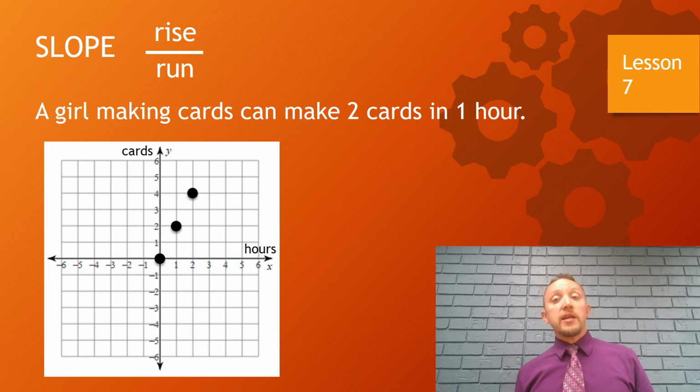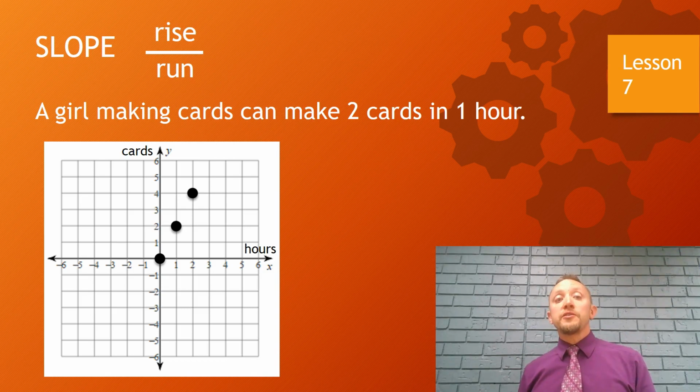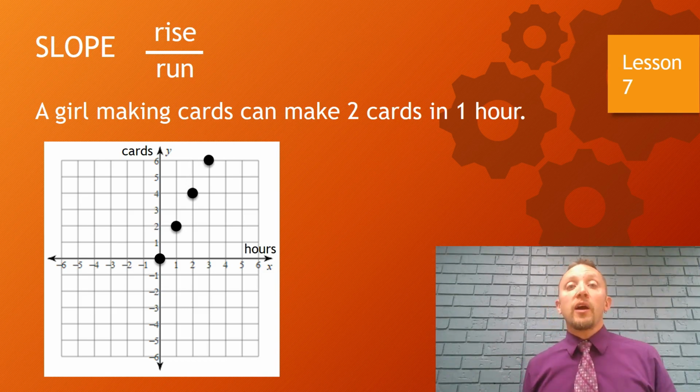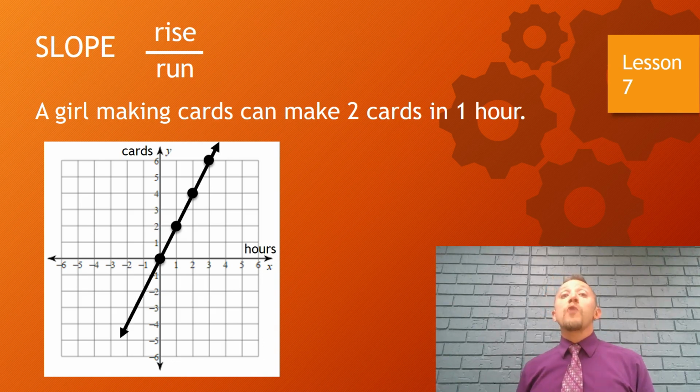It doesn't say that she has to stop after 1 hour. She could work another hour, and now she'd have 4 cards done in 2 hours. And she could even work even longer and get maybe as many as 6 cards done in 3 hours. So we could represent those points with a line. And that line has a slope. So the slope would be the rise over the run.